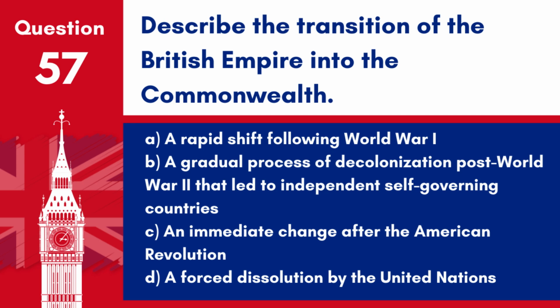Question 57. Describe the transition of the British Empire into the Commonwealth. A. A rapid shift following World War I. B. A gradual process of decolonisation post-World War II that led to independent self-governing countries. C. An immediate change after the American Revolution. D. A forced dissolution by the United Nations.